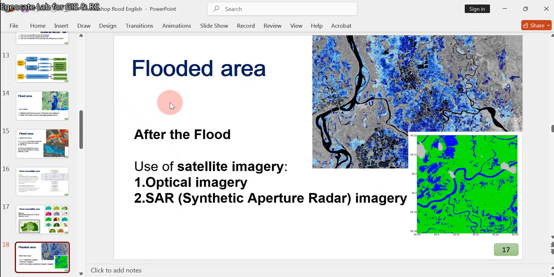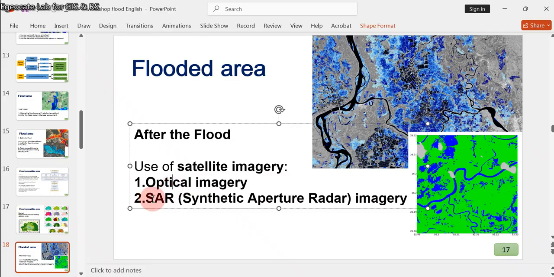And after the flood, for example, when the flood occurred, you want to do damage assessment. So you use optical imagery, which is RGB, for example. Sentinel-2 and Landsat series are optical imagery.